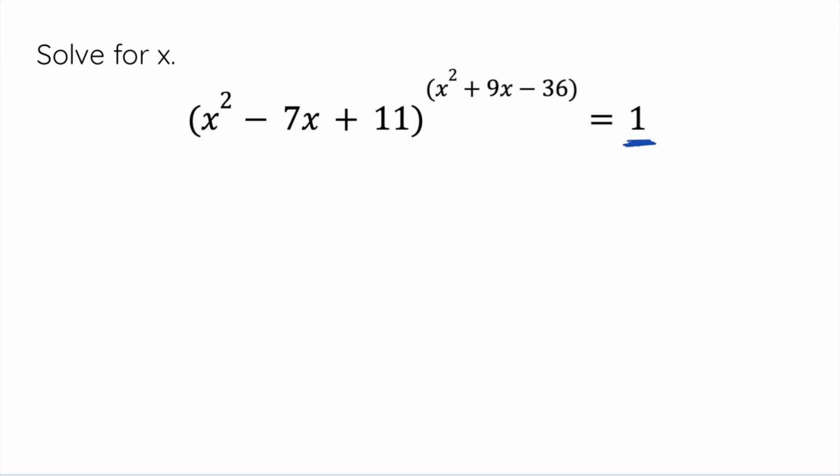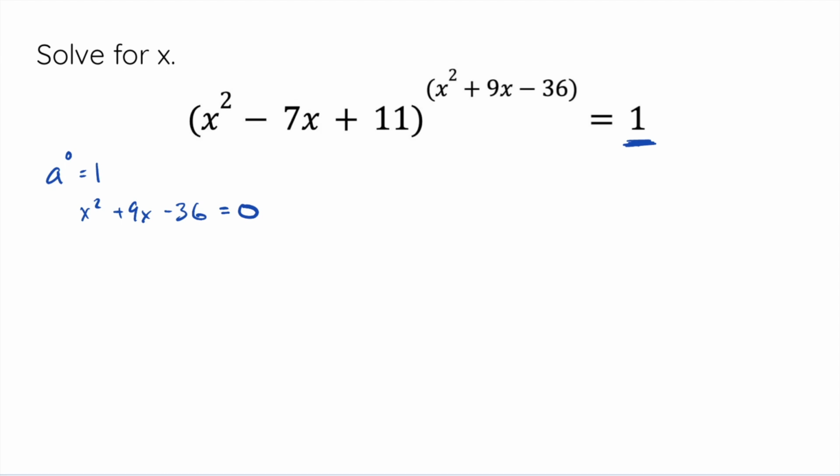The first thing we're going to look at is that a to the power of 0, with a being any real number, we know that that's always 1. And that can help us solve this because now we know for this equation to be true, the exponent would have to be 0. So if this exponent is 0, then we would get an answer of 1. So what we're going to do is solve this equation here, where we take x squared plus 9x minus 36, and we're going to set that equal to 0. Because that means the exponent is 0, and then our answer is 1.